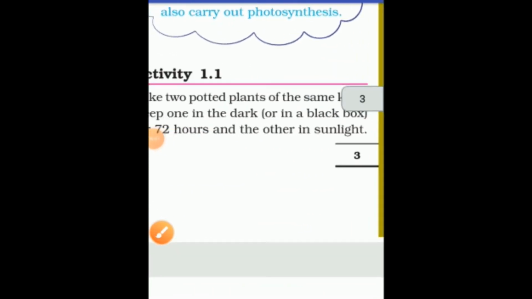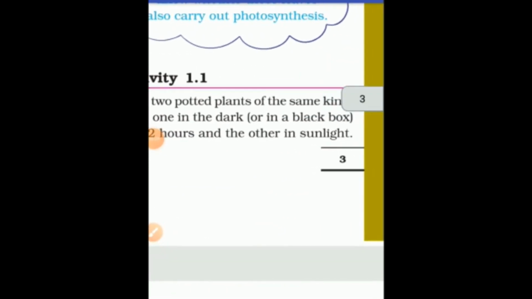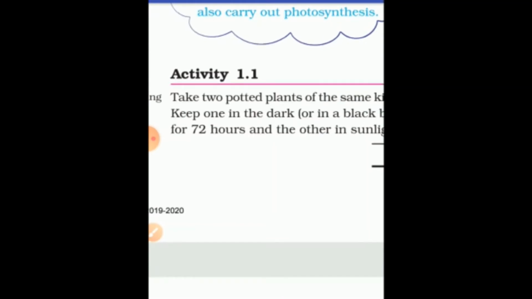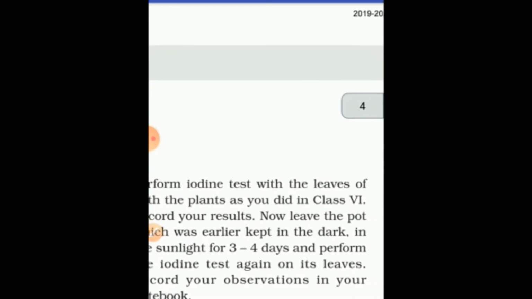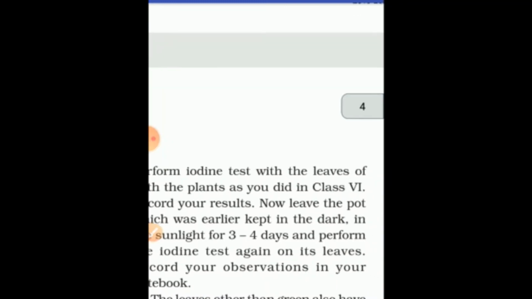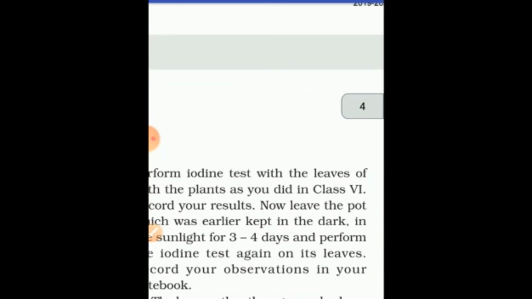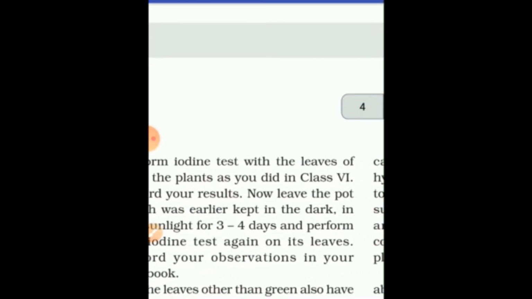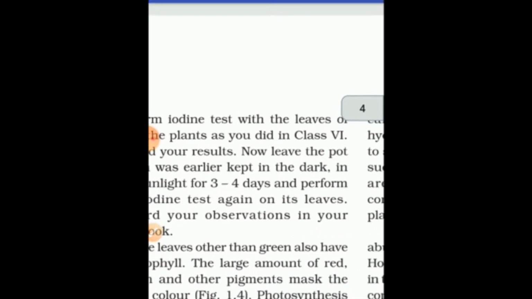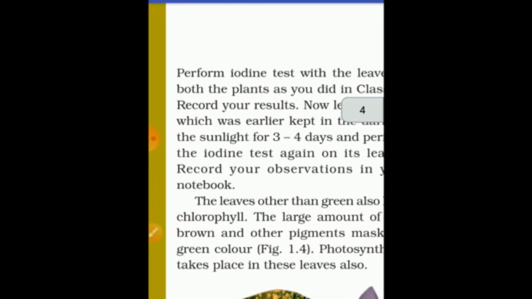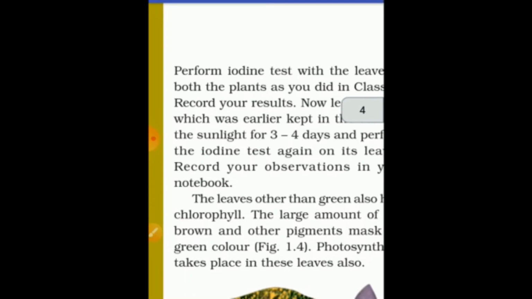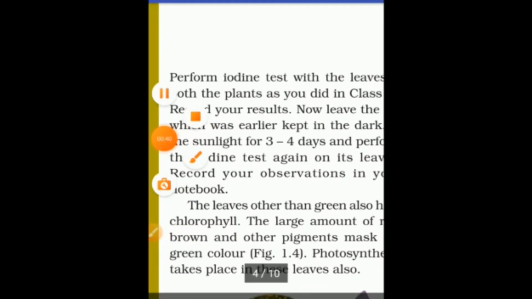Take two potted plants of the same kind, keep one in the dark or in a black box for 72 hours and the other in sunlight. Perform the iodine test with the leaves of both the plants as you did in class 6th. Record your results. Now leave the plant which was earlier kept in the dark in the sunlight for 3 to 4 days and perform the iodine test again on its leaves. Record your observations in your notebook. So by this experiment we proved that the leaves other than green also have chlorophyll.